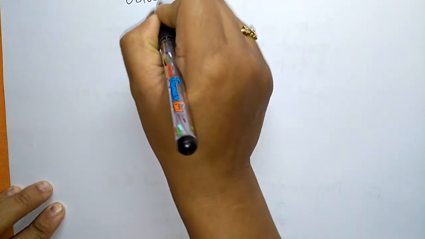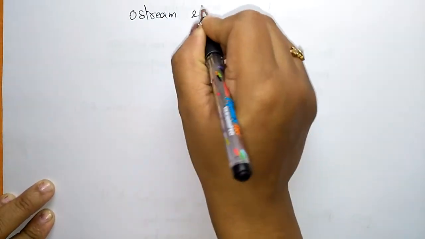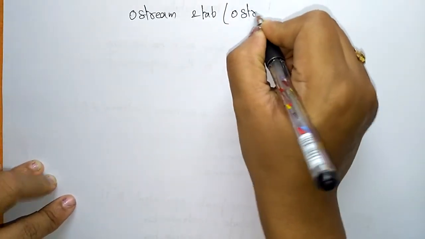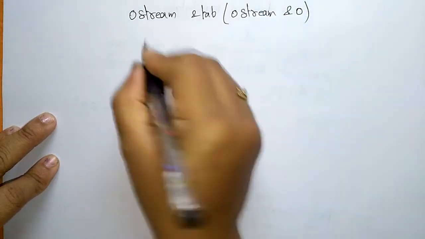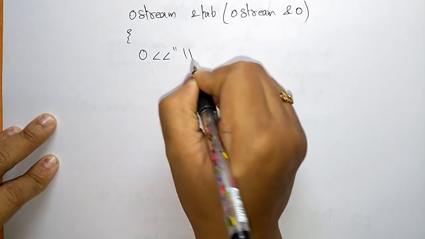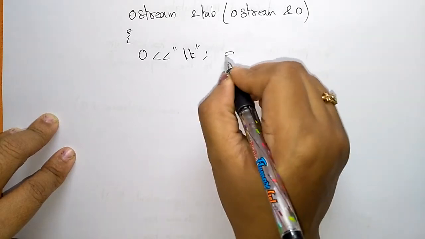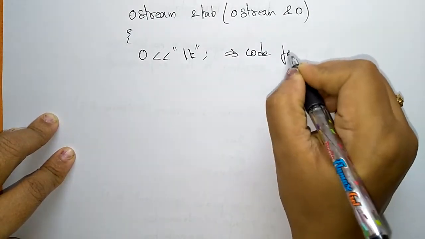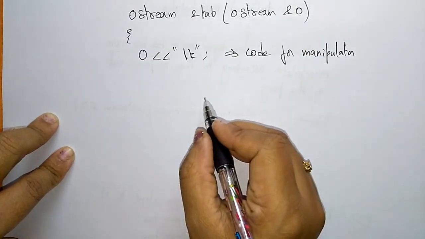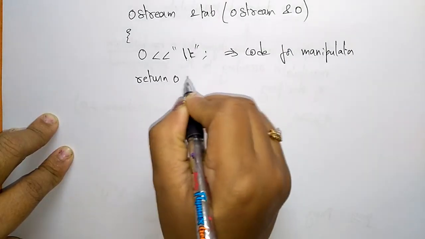So the function for the program is ostream ampersand tab. This tab is the manipulator name, ostream ampersand o. So now I'm just writing this. So this is the tab. So for the tab, this is a code for the manipulator. Means it's just equivalent to the tab function. Return 0.